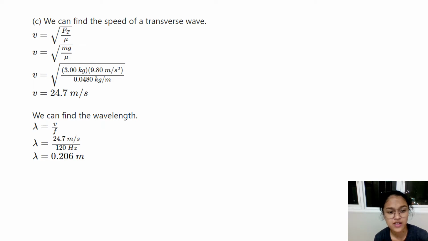So now we can find the wavelength. We can use the formula wavelength equals velocity over frequency. So it's going to be 24.7 meters per second over 120 hertz, and that's going to be 0.206 meters.